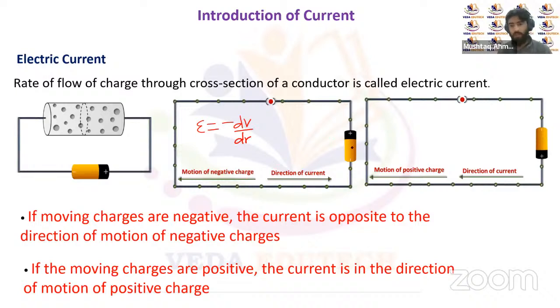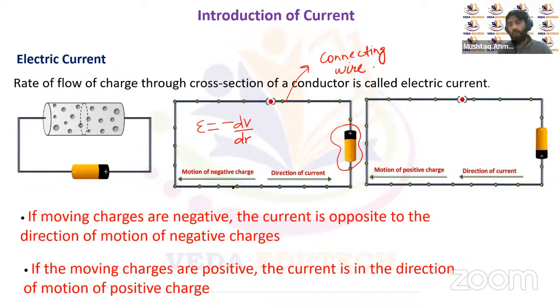You can see that here we have connected a battery. This is the battery, connected in a circuit. In this circuit, the battery is connected with a wire. We call this a connecting wire. This connecting wire is also a conductor, and it behaves as a conductor.